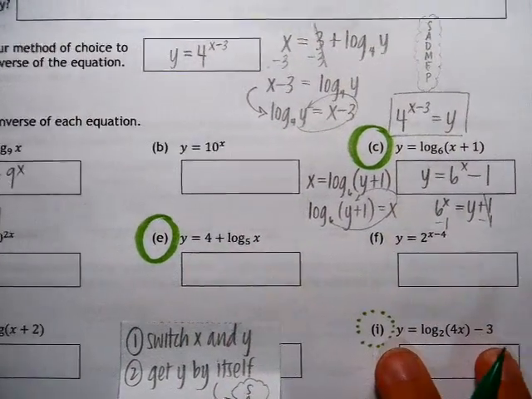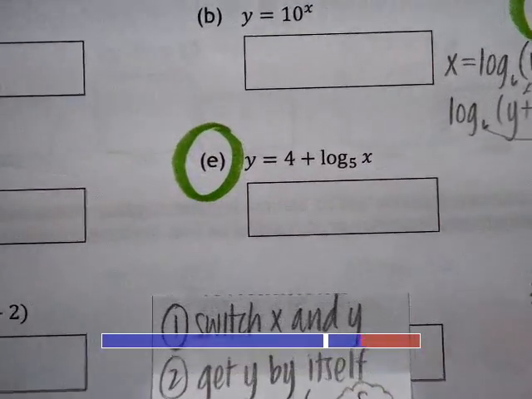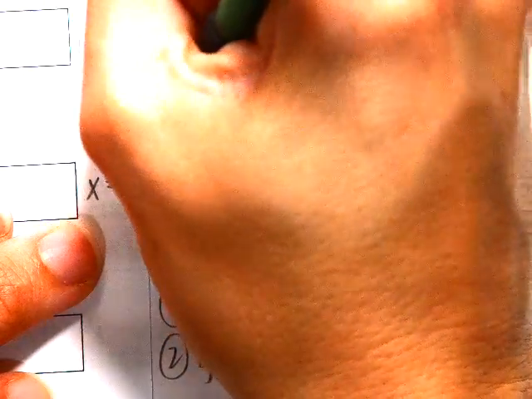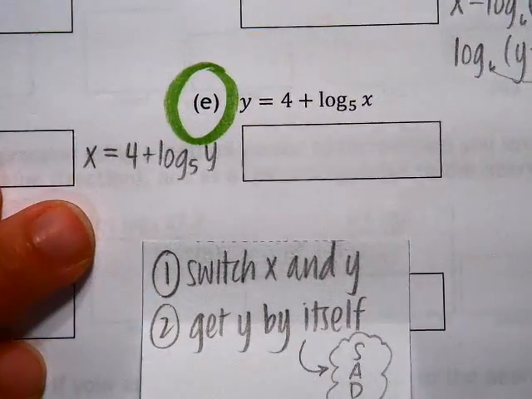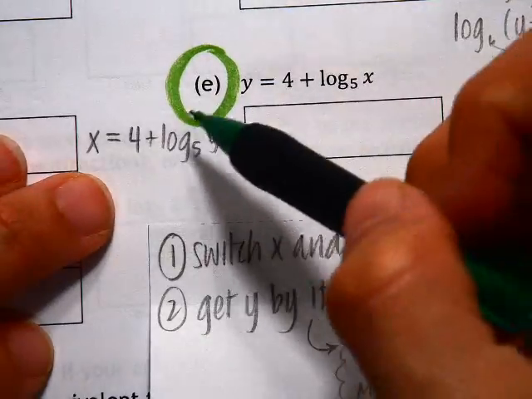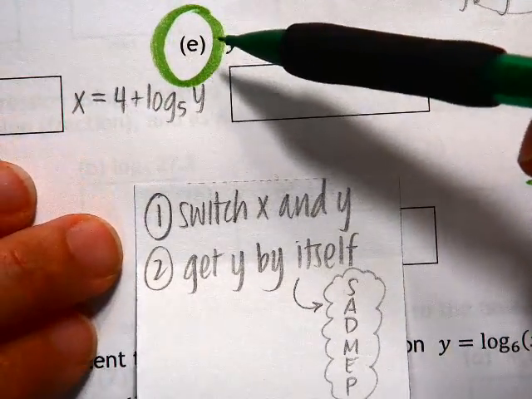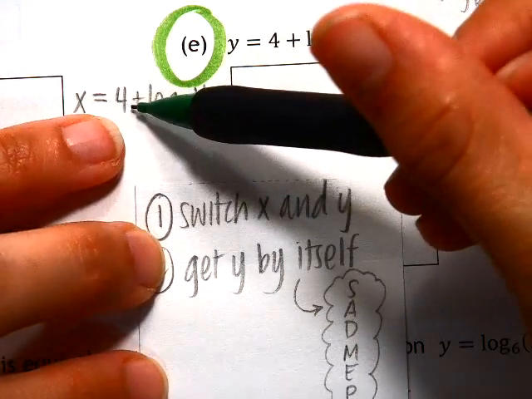Let's try letter E. And again, let's stick with our steps. Same idea as before. First step, switch x and y. So instead of y equals, x equals 4 plus log base 5 of, instead of x, y. Now let's get y by itself. I need to get rid of the 4 and I need to get rid of the log. So let's ask ourselves, which thing should I deal with first? Looking at my options, SADMEP, can I subtract? Ooh, I can. I'll subtract the 4 first.